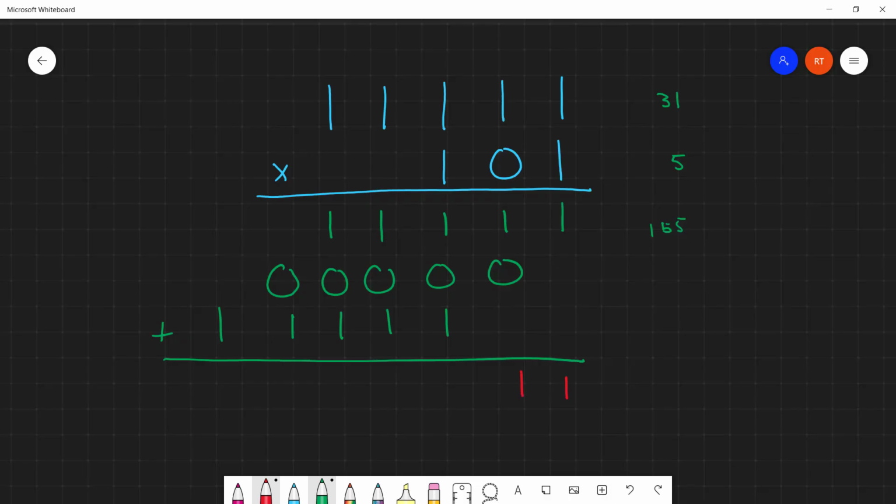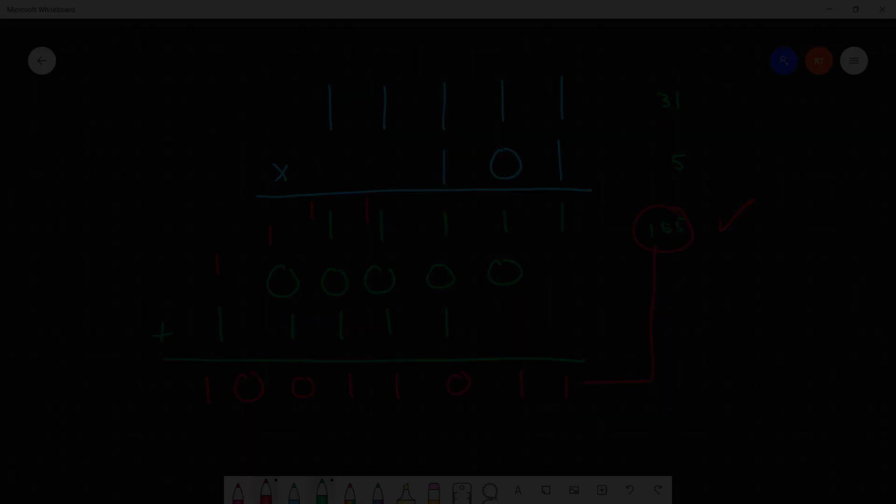1 plus 1 is 0, carry the 1. 1 plus 1 plus 1 is 1, carry the 1. And this happens twice. 1 plus 1 is 0, carry a 1. And then finally 1, 0. That gives us 1001, 1011, which you can check is indeed 155.